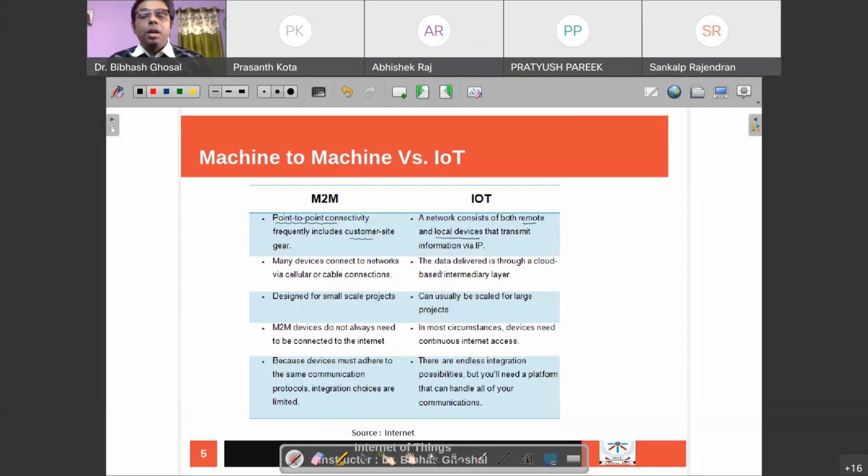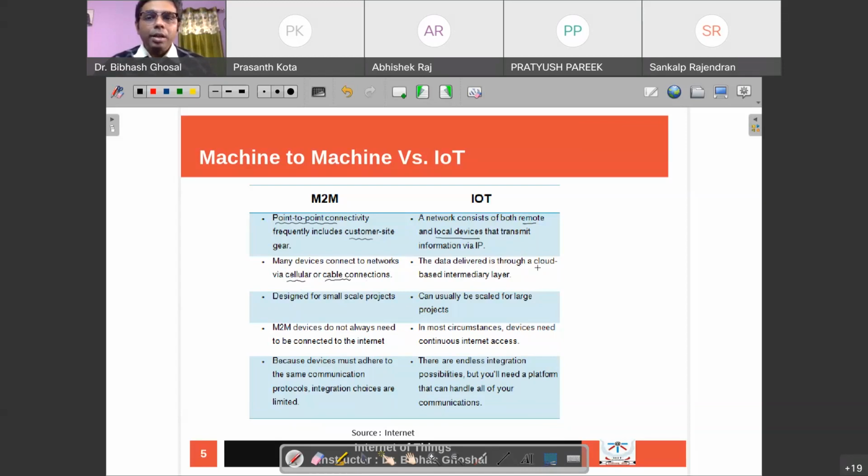But in case of IoT, that's not the case. The devices themselves can be at one place, such as M2M, or they can be at different places. Even then, they can be connected. Then we have many devices that connect networks via cellular or cable connection. This is important. They can use mobile technology, cellular connection, or cable connection to connect the devices.